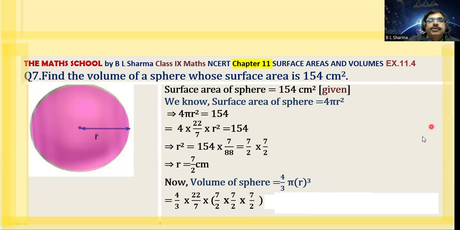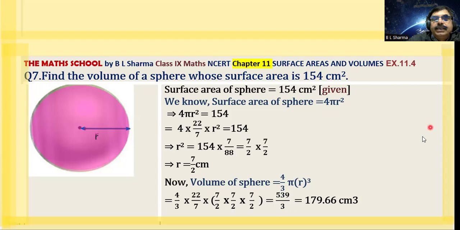So on simplification, you get the answer. That is 539 upon 3, or you can say 179.66 centimeter cube. And this is the answer of this question. That's all for this question.